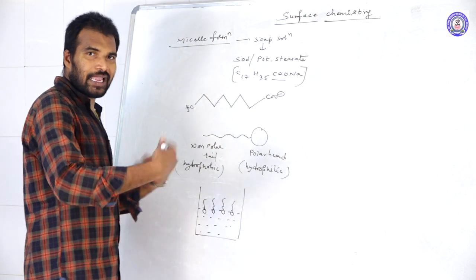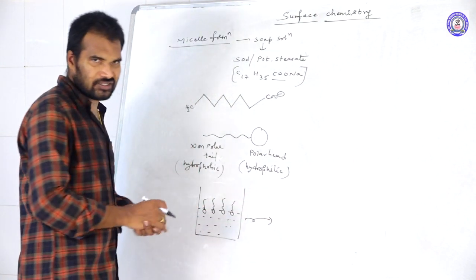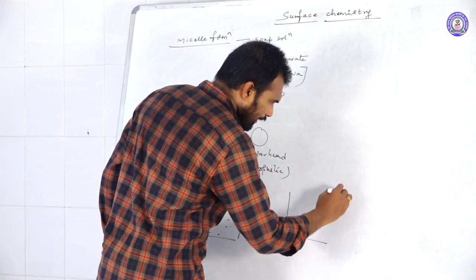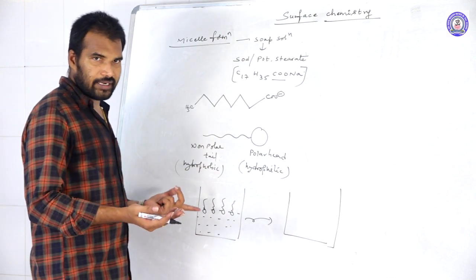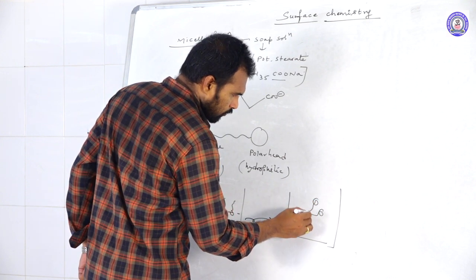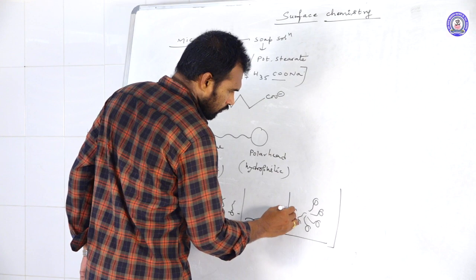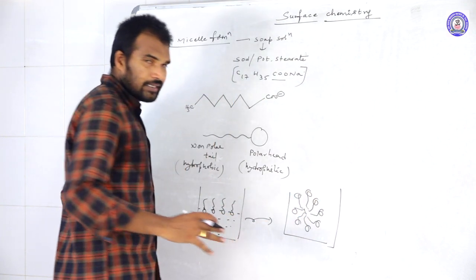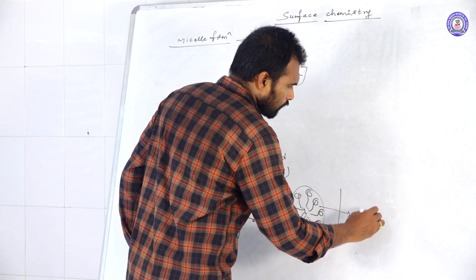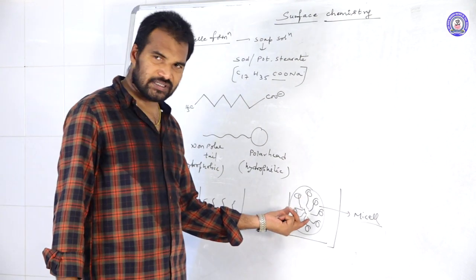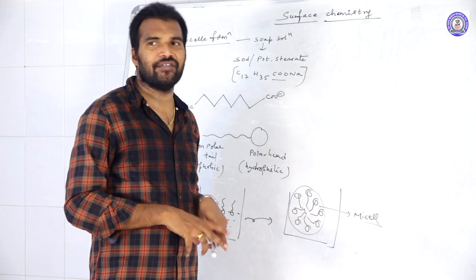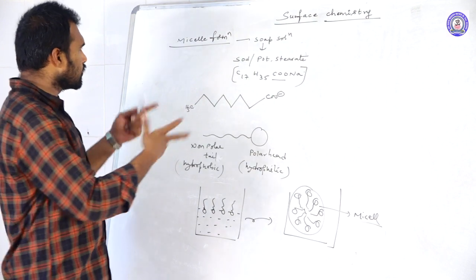But if you further increase the concentration above the critical micelle concentration, they will aggregate like this. The non-polar tails are hydrophobic, so they aggregate together like this, and this is what we call a micelle. In this micelle formation, all hydrophilic heads are outward and hydrophobic tails are inward. So this is micelle formation.